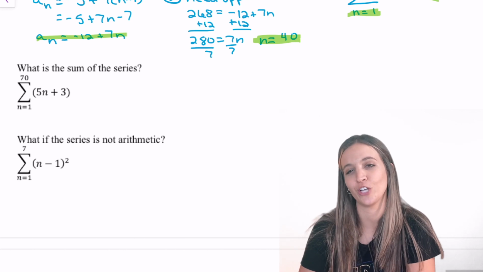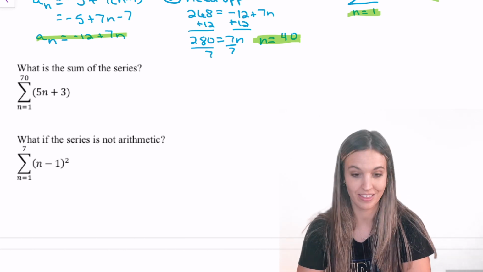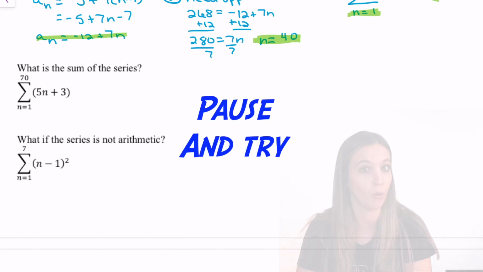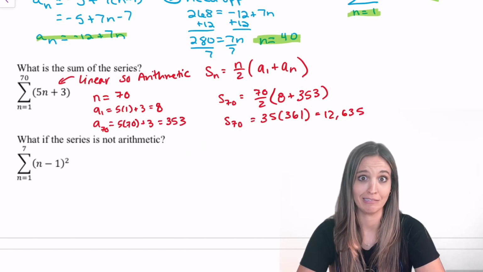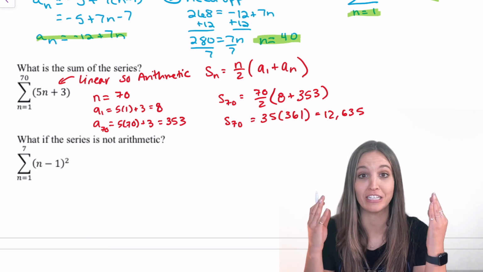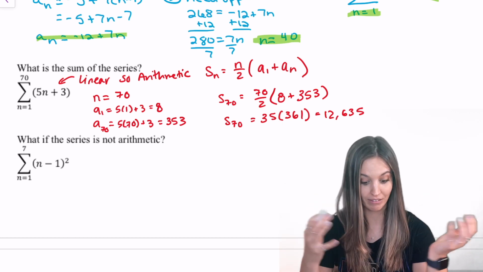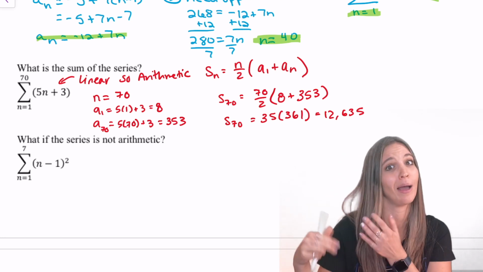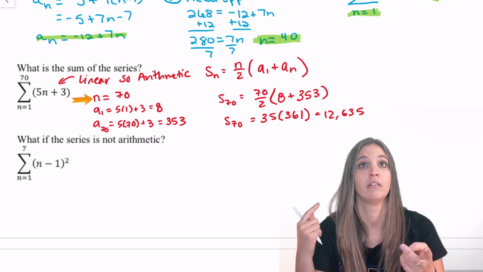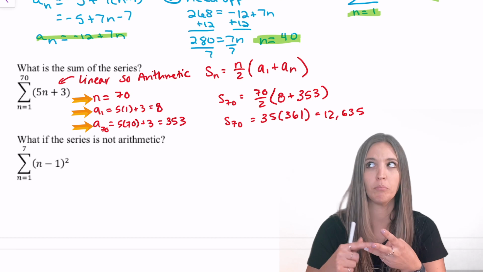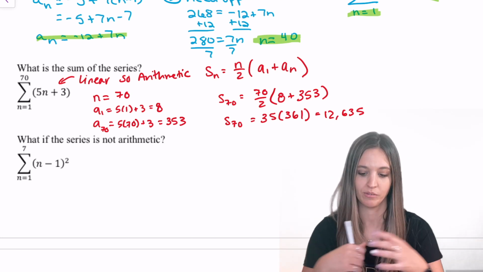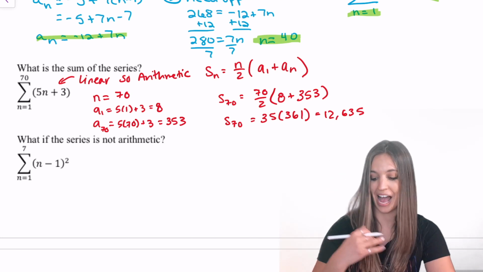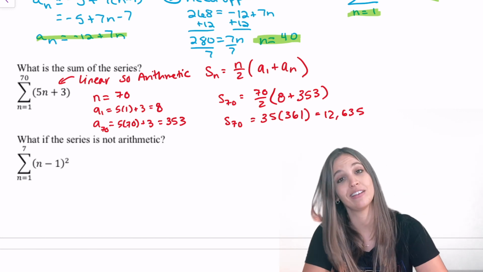Now a quick review to check your skills. What is the sum of the series? Pause, try both. Let's check the first one. Did you look at that one and see that there's 70 terms? I sure hope it's arithmetic. It is, since that argument was linear. Since it's arithmetic, I'm using the sum formula. I need n, a sub 1, and then a sub 70, since there's 70 terms. Once I plug into my sum formula, I get 12,635 as my sum.